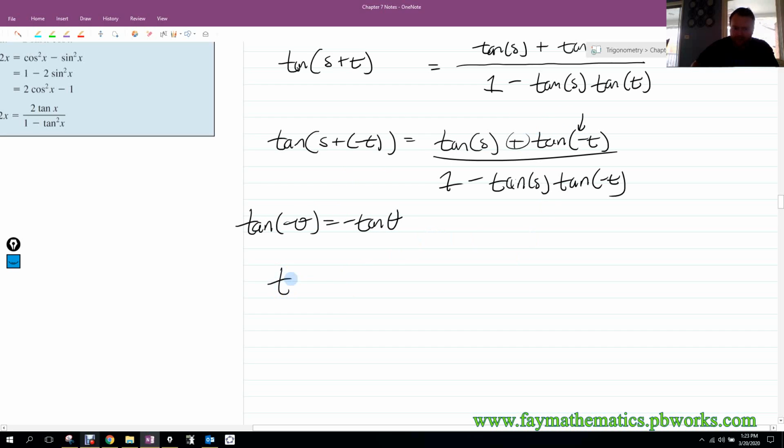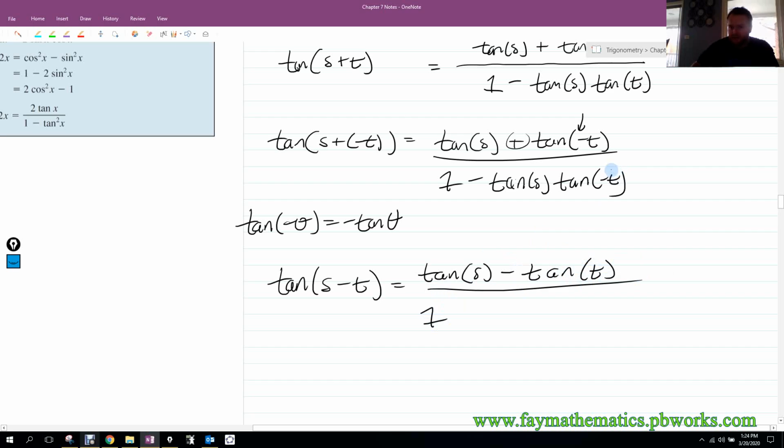So when we go tangent of s minus t, it's going to be tangent of s. That's going to become a negative tangent of positive t, now divided by 1. So that negative is going to come out in front of this product and make that a positive. So 1 plus tangent of s, tangent of t.